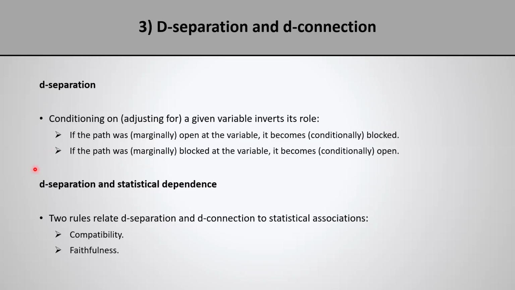And now that we learned the d-separation rules, you should be asking yourselves, okay, I know d-separation rules and how I can apply them to a DAG, but when I have data, I don't know what is the true DAG. All I can extract from the data is statistical patterns. So the question is, how can we use the d-separation rules we just learned to guide our interpretation of statistical patterns we see in the data? And we do that using two other rules that relate d-separation and d-connection to statistical associations. And those rules are compatibility and faithfulness.